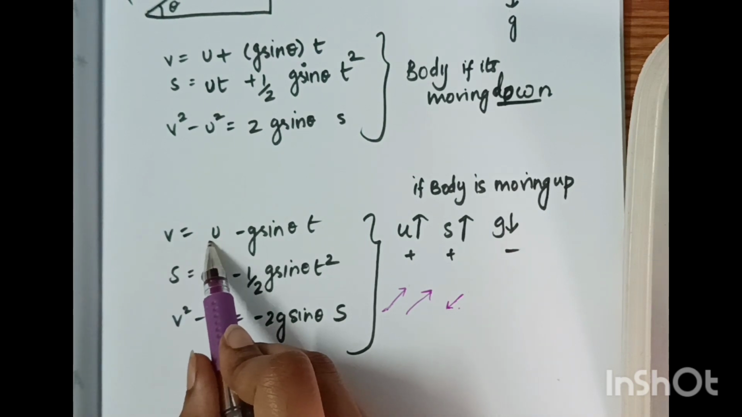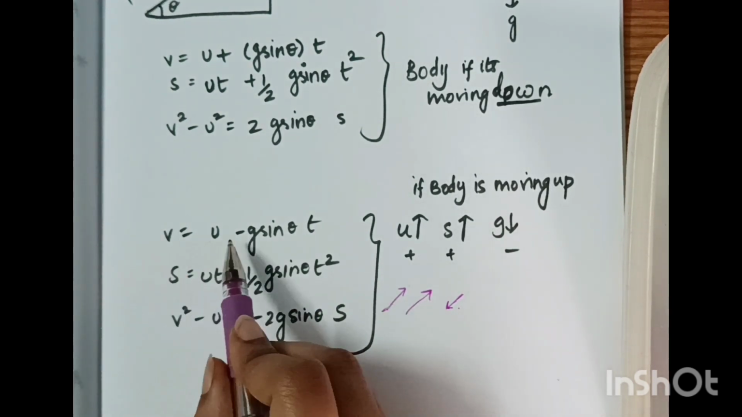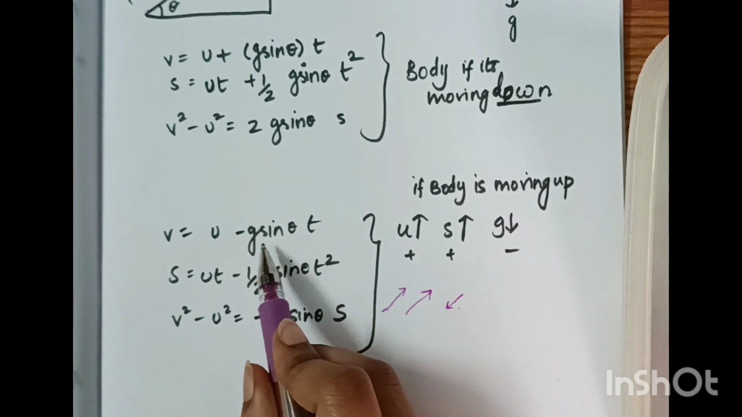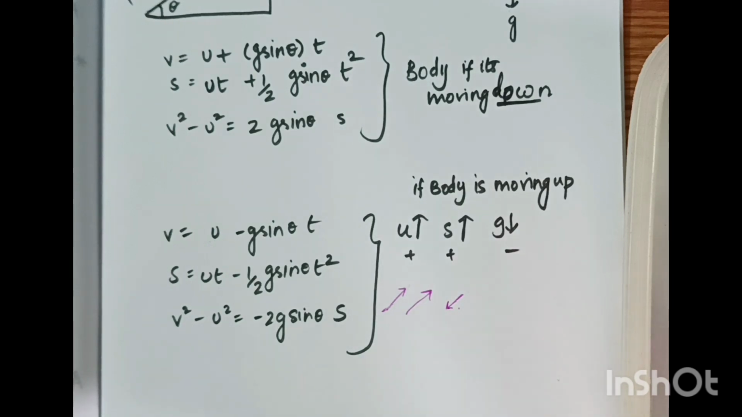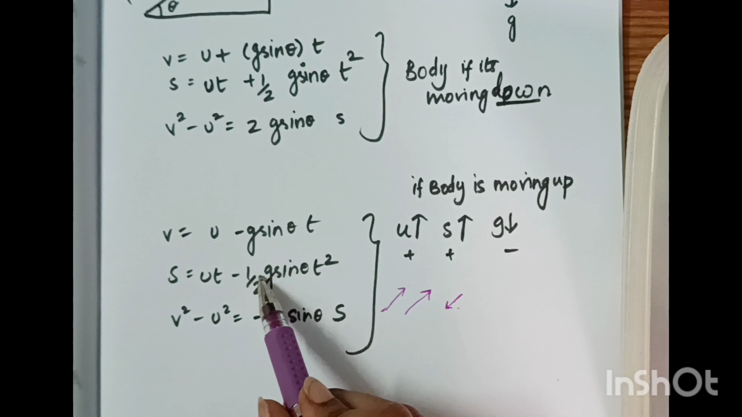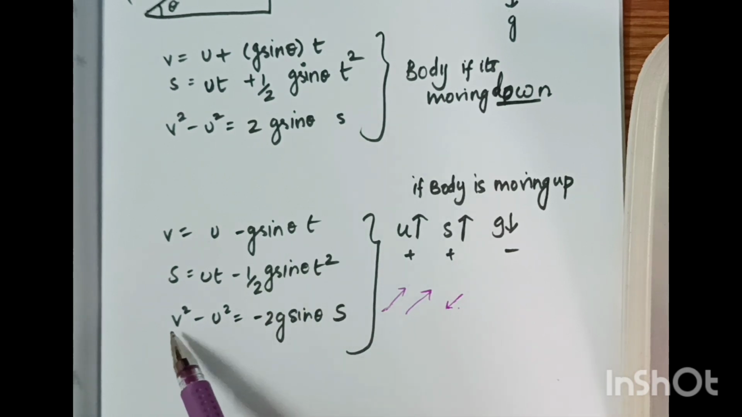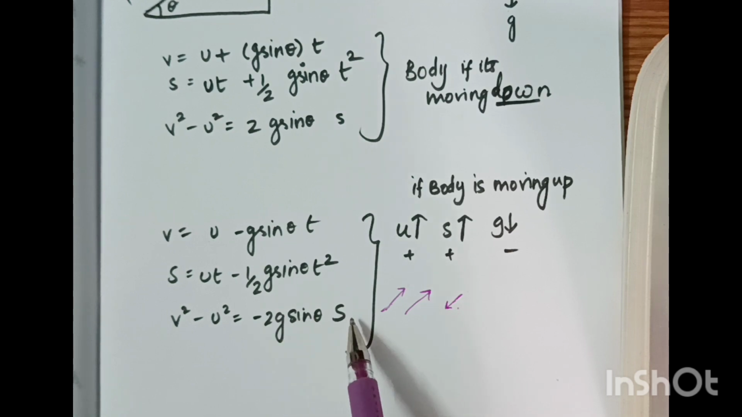v equals u minus g sin theta into t. So we are considering u as positive, s as positive. g is directed this way, so we are taking it as negative. s is equal to ut minus half g sin theta into t square. v square minus u square is equal to minus 2 g sin theta into s.